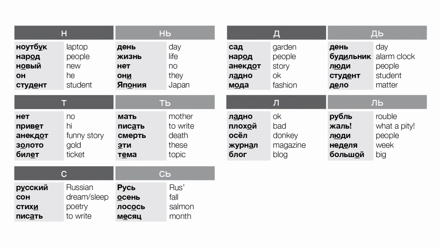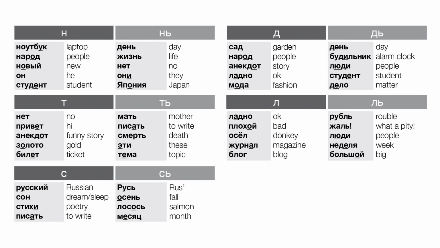Ладно, плохой, осел, журнал, блог. Now soft L, иль. Right, so try that. Il, рубль, жаль, люди, неделя, большой, баль. One thing I didn't mention is that some of these soft letters may be easier.